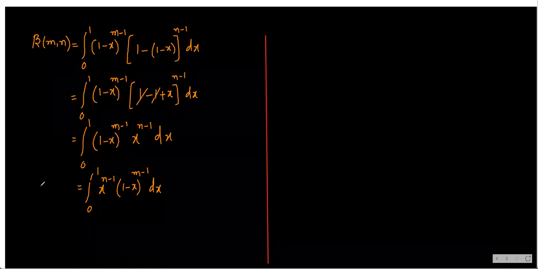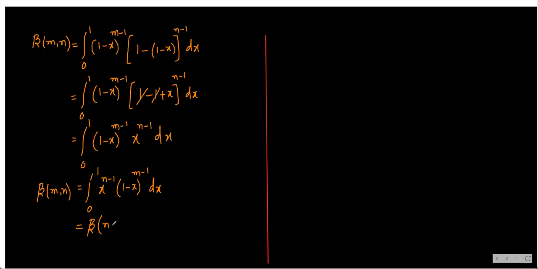You see, this is the value of beta of m comma n. According to the definition, what will be the change? Where is the change? In place of m, what has come here? x has come in place of m, and in place of n, 1. It is the value of n comma m now. Yes, obviously. So we have proved the first property of the beta function.